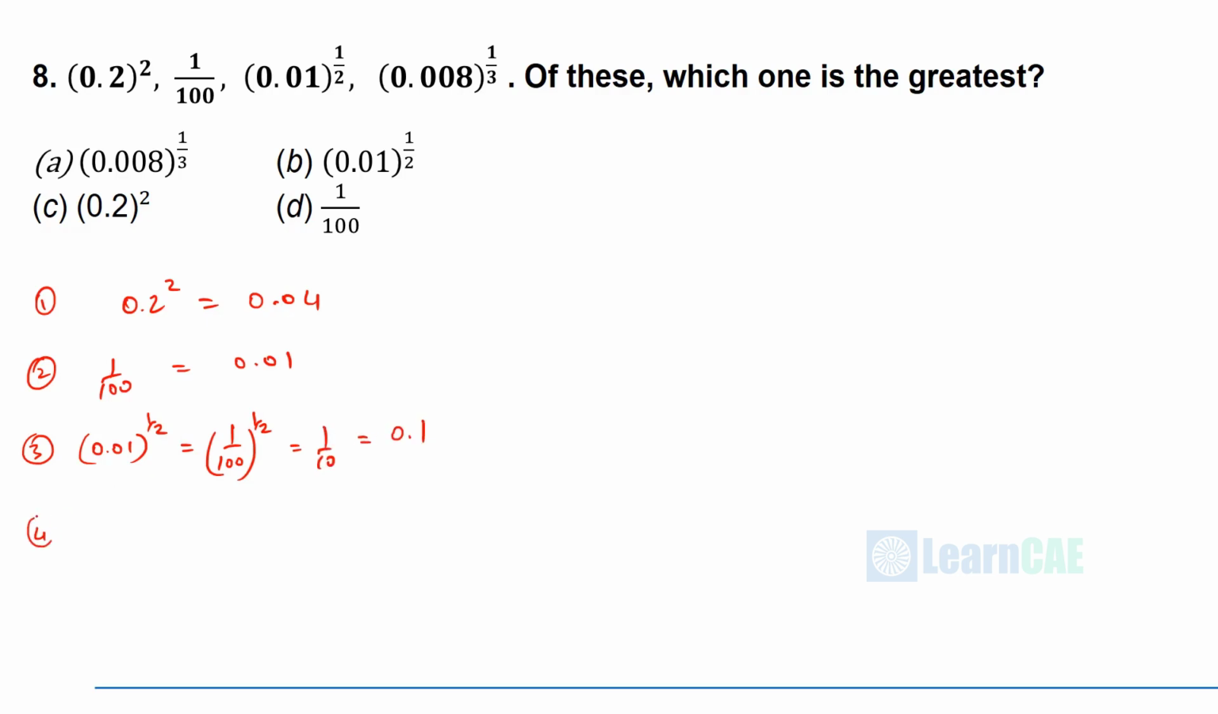Next, 0.008 power 1 by 3. We know that 8 is equal to 2 cube. Therefore, 0.008 is equal to 0.2 cube. So this will be equal to 0.2 power 3, the whole raised to 1 by 3. So this will get cancelled. This will finally be 0.2. So if you see, the last one is the highest among all the 4. So the answer is option A, 0.008 raised to power 1 by 3.